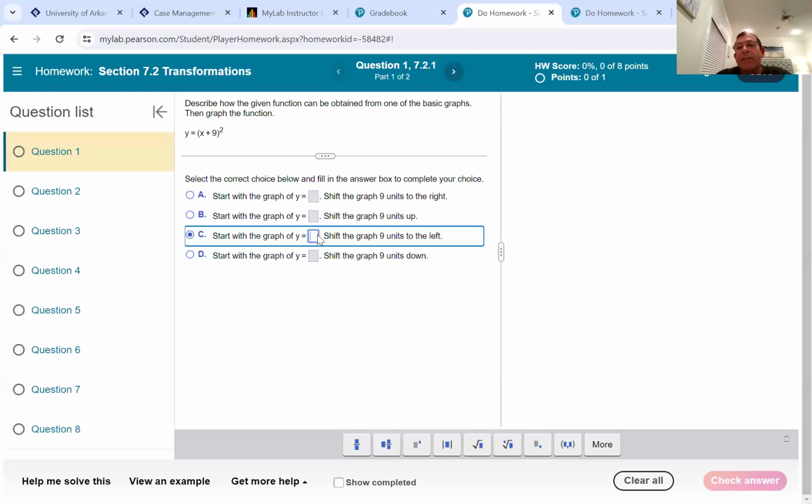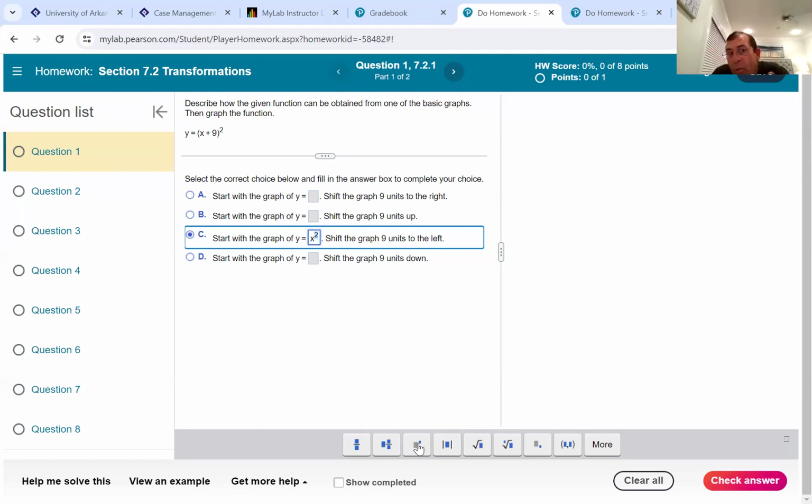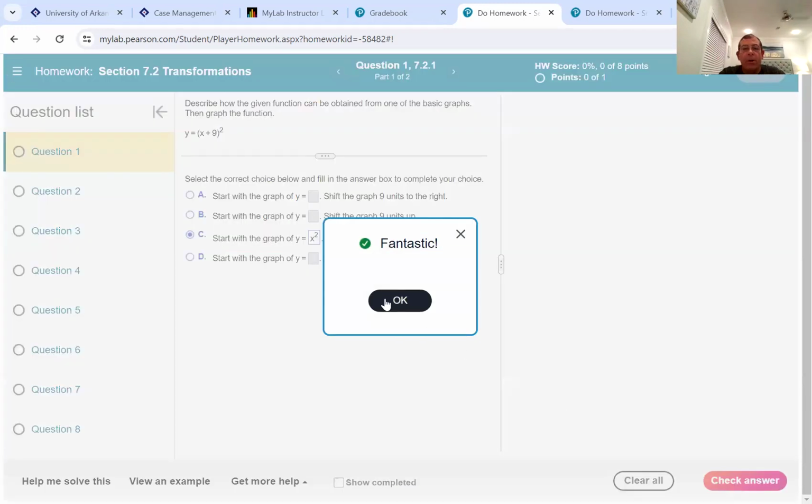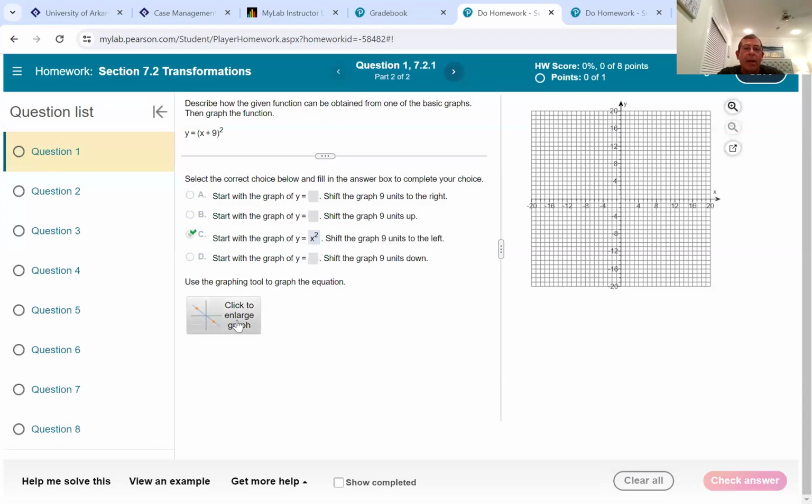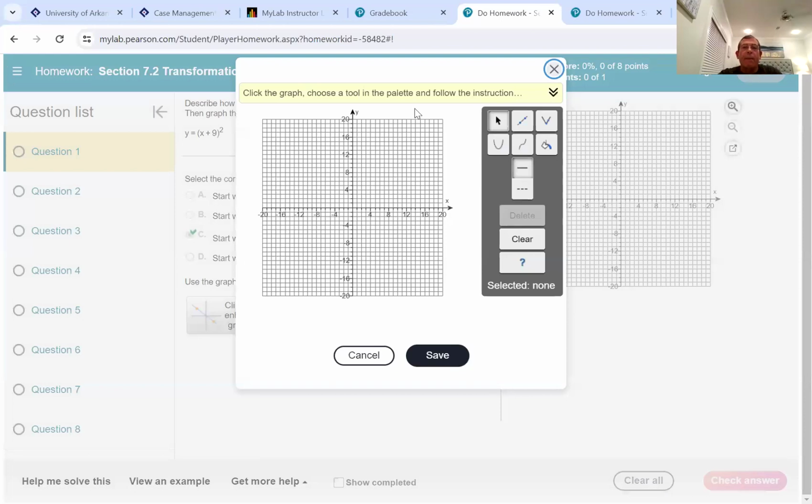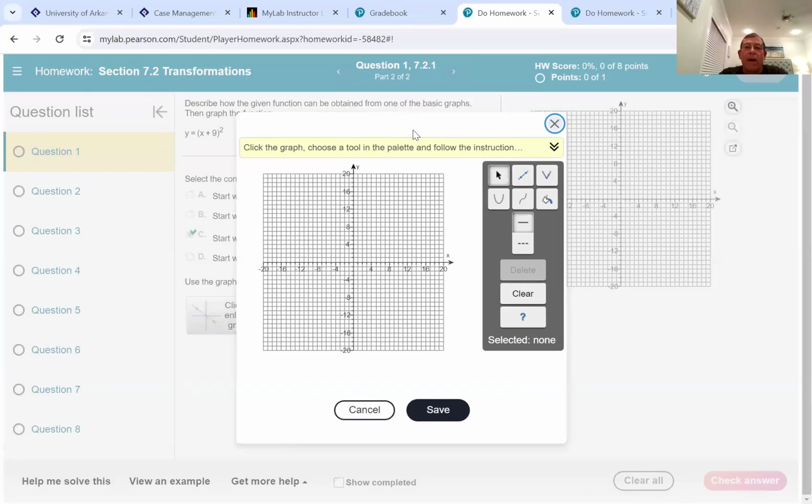And then the only basic graph that could be, you see that exponent of 2 there. So that tells me that I got the x squared graph. So you tell it what moved first, okay? Now, you're going to check that answer. Then you're going to come back in here, and down here, I'm going to click to enlarge the graph. All righty. That's the x squared graph.